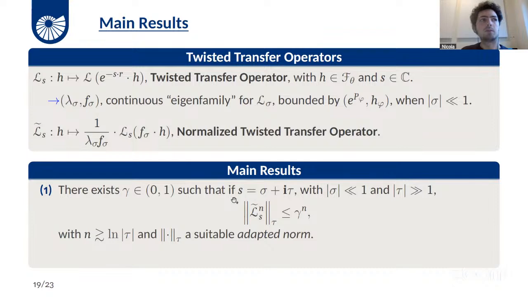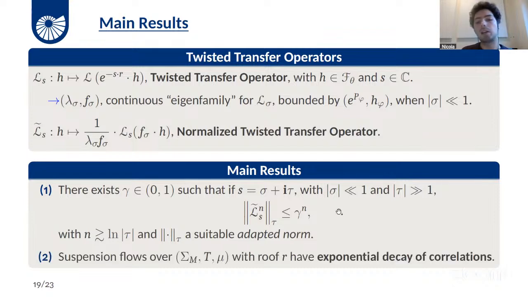But the fact here is that the main result, this contraction, is important because it's a crucial step in Dolgopyat's method. Once we have this contraction, the method flows as usual, and it implies exponential decay of correlations for the suspension flow defined in this way.